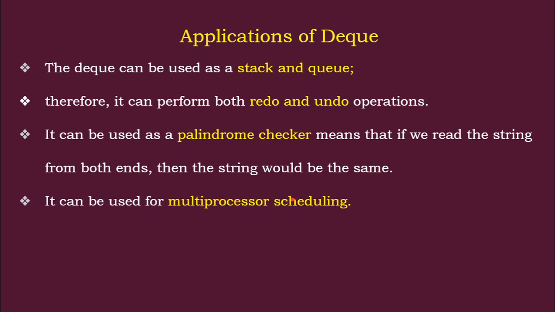And the next application is multiprocessor scheduling. In the case of multiprocessor scheduling, there are many processors and many processes. Each processor will be assigned a number of processes. So in order to schedule the processes by using any technique, like first in first out, or least recently used, or whatever the technique may be, this DQ helps as a data structure.